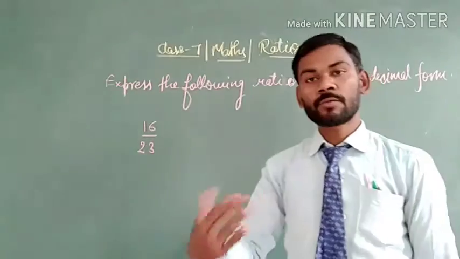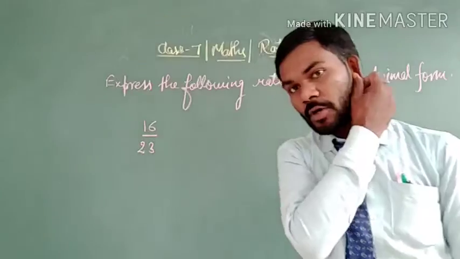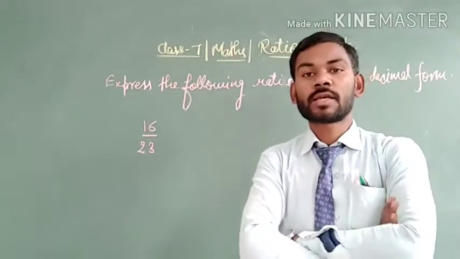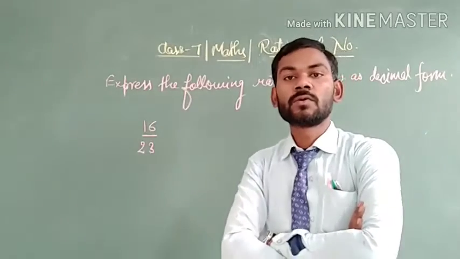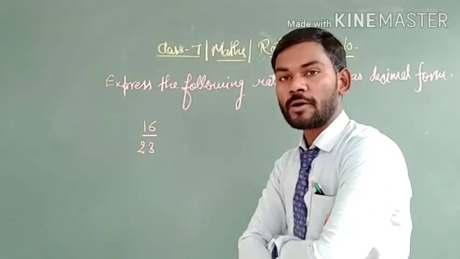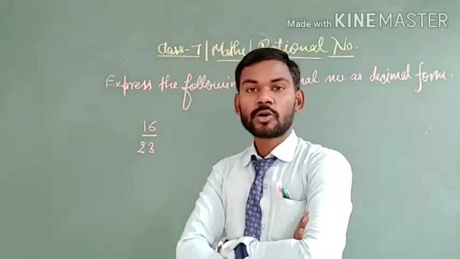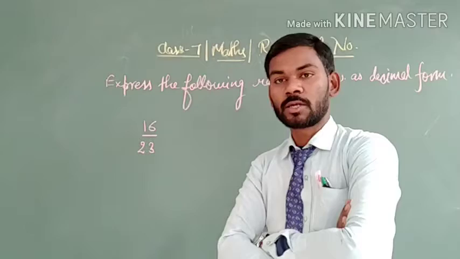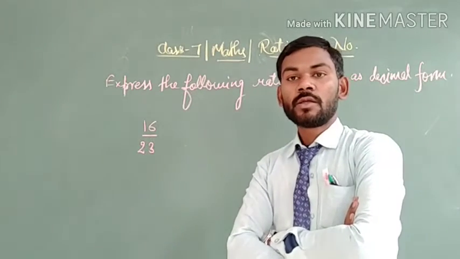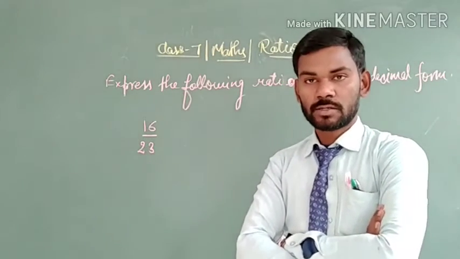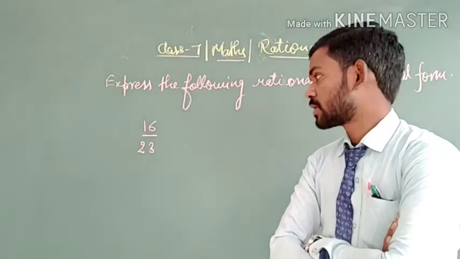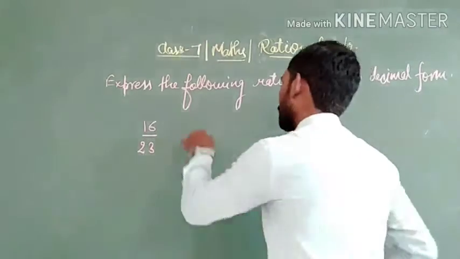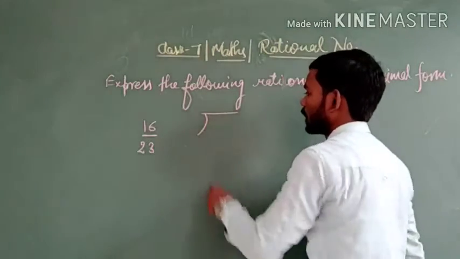In this case we can see that 23 cannot be changed as the power of 10. Okay student, 23 cannot be changed into 10 or the multiple of 10, so the concept of multiplication is not applicable here. Here we just divide it directly. So let us see what we get after the division.